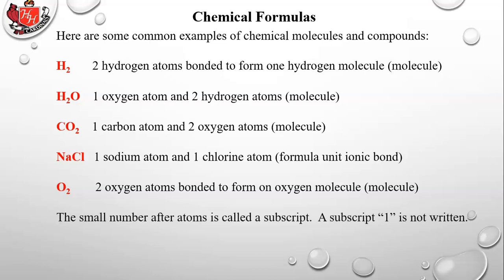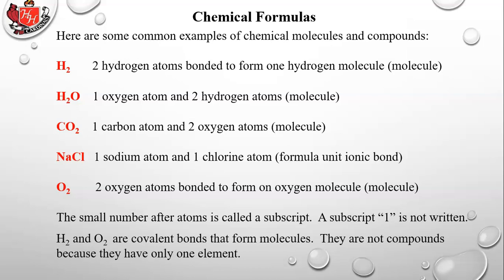The small number after the atoms is called a subscript. A subscript of 1 is not written. So CO2 is really C1O2, but you don't have to write the 1. H2 and O2 are covalent bonds that form molecules. They are not compounds because they have only one element. A compound has to have more than one different type of element.